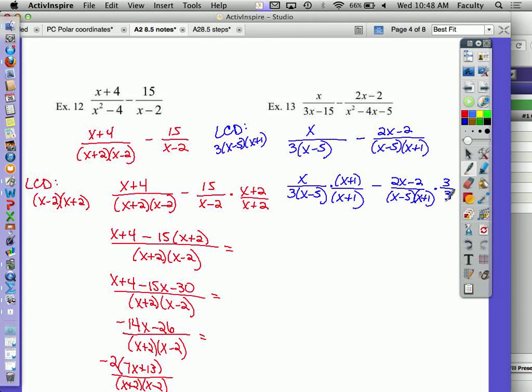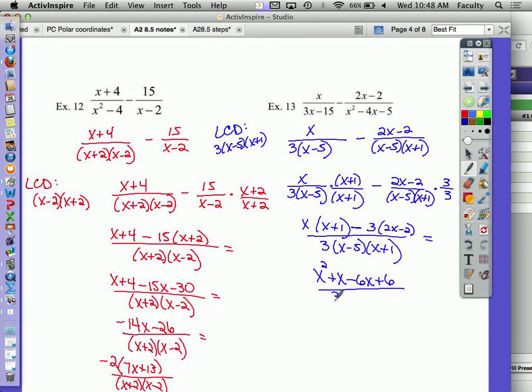Alright, now watch this, guys. I'm going to do something fancy here. Not too terribly, but watch. 2x minus 2 times 3. I can use the commutative property and put the, don't we usually put a single term in front of a double? Yeah, we usually do that. So anytime I have that, I'm going to take the liberty of using the commutative property and switching that order. Not a problem. So then this is x squared plus x minus 6x plus 6 over the LCD.